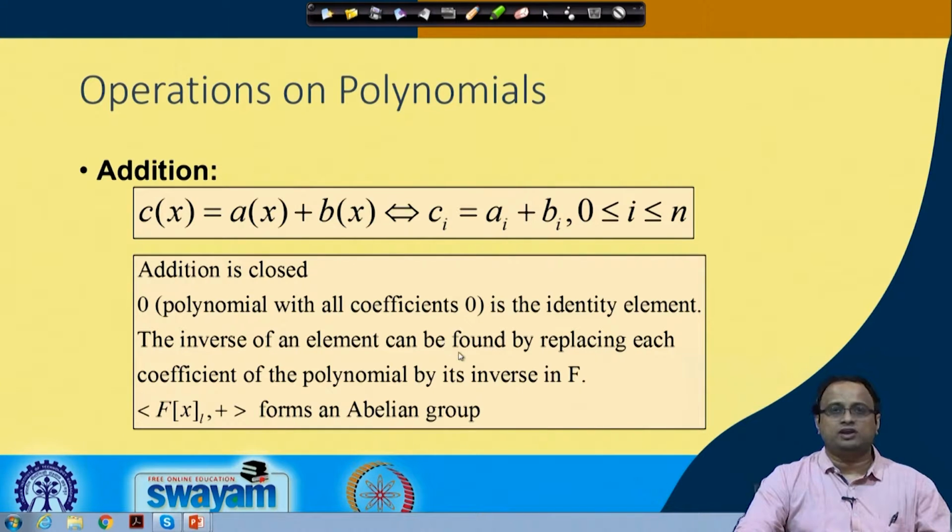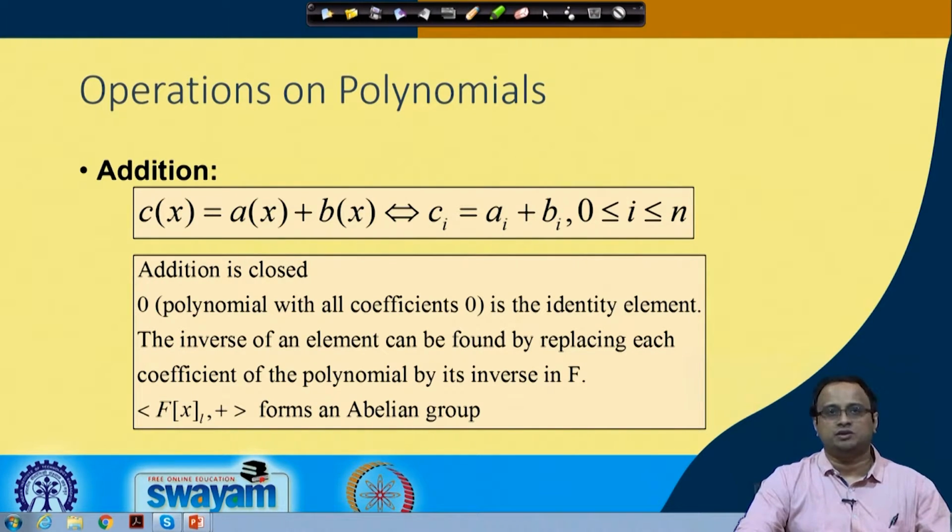So the inverse of an element can be found by replacing each coefficient of the polynomial by its inverse in f. That means, for example, if I take a polynomial a(x), then the inverse of a(x) will be b(x), where each of these coefficients is replaced by its inverse. For example, if I take the GF(2^n) field and consider a polynomial a(x) where the coefficients are either 0 or 1, then as we know, in Galois field 2, or GF(2), each element is self inverse.